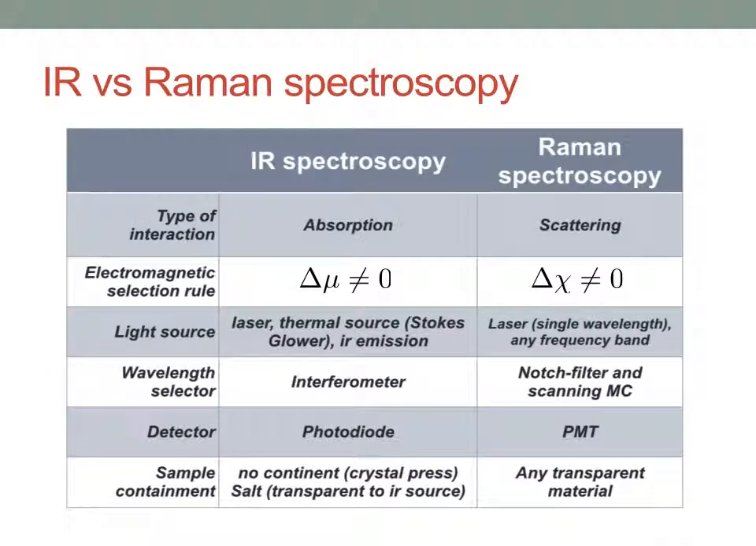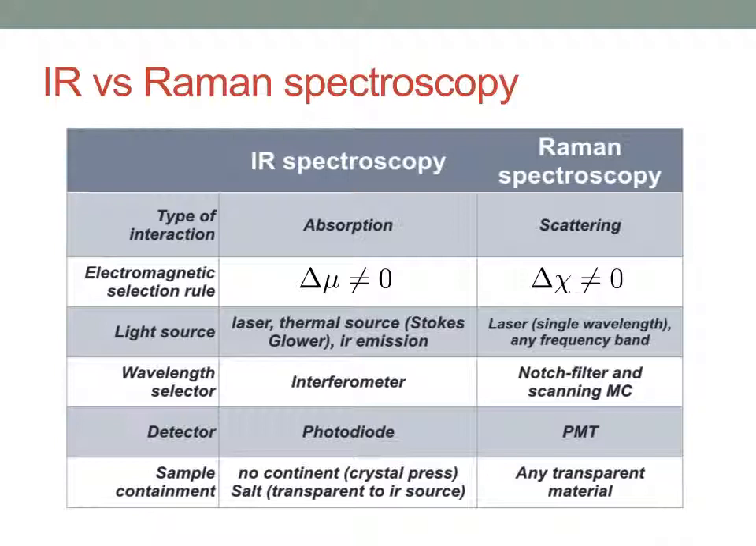So if I do a side-by-side comparison of infrared and Raman, we can see that infrared is an absorption technique. Raman is scattering. I have 2 selection rules. I've not mentioned them so far, but if you've done stuff with Steve, you'll have heard these before. For infrared, there must be a change in dipole upon absorption of a photon. For Raman, there has to be a change in polarizability for my transition to occur.